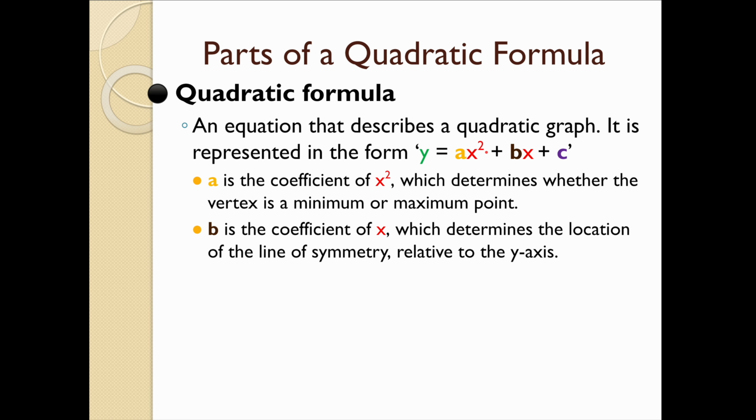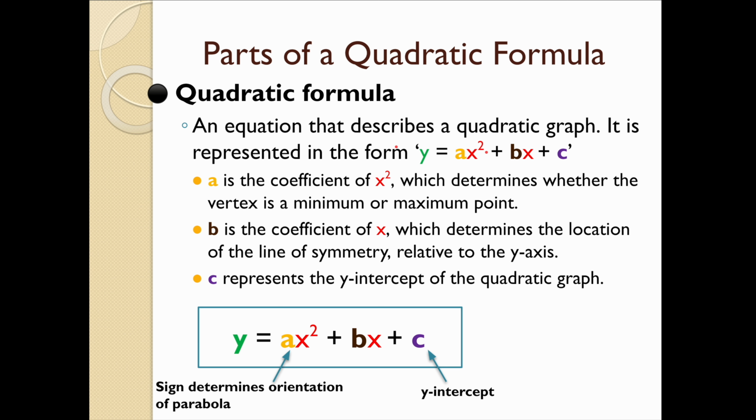However, we're going to actually use that b along with a to be able to identify the line of symmetry, which is something that we'll do in our next lesson. And then we know that c refers to the y-intercept of the quadratic graph. So then we got this here. The sign of this determines the orientation of the parabola, the quadratic graph, which we will talk about next. And then this c is a value that tells us the y-intercept.